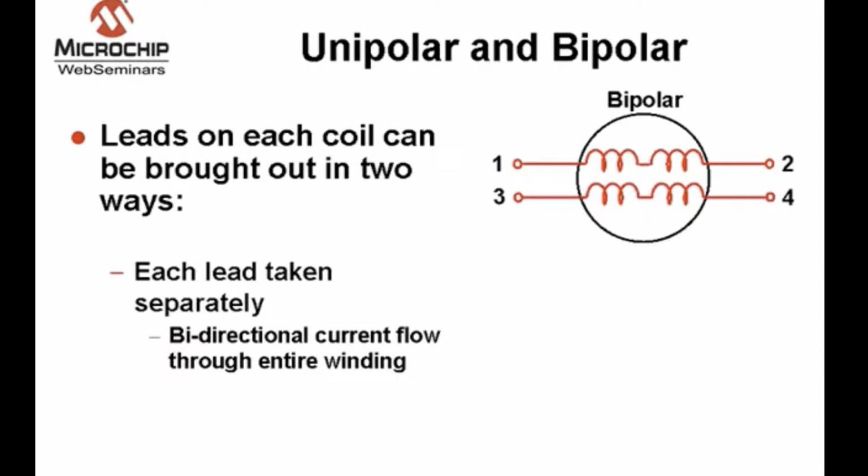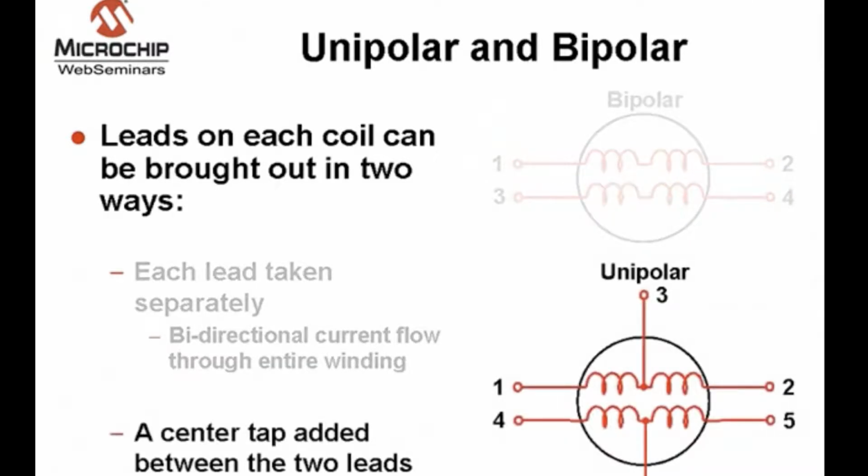Here you can see that each winding lead is brought out separately. This type of winding, depending on the voltage applied and to which lead, can produce current flow in two directions. This allows each stator pole to be magnetized to either north or south.